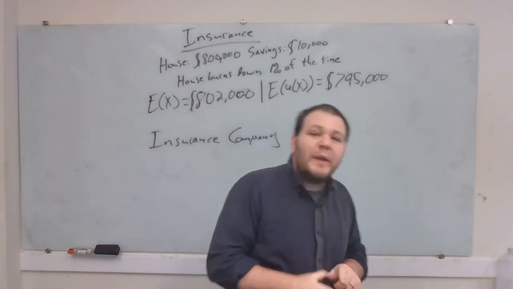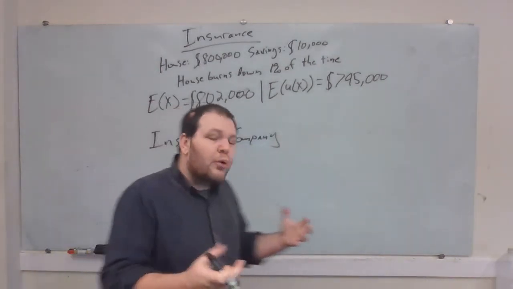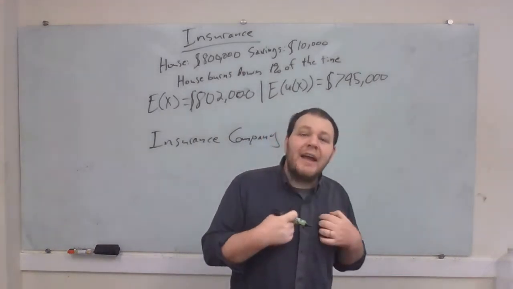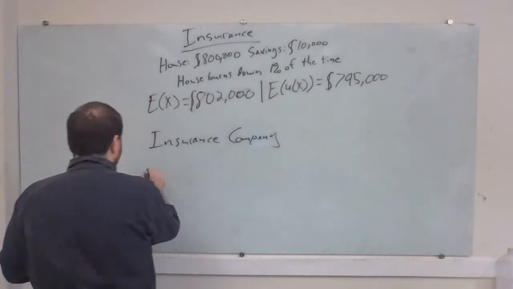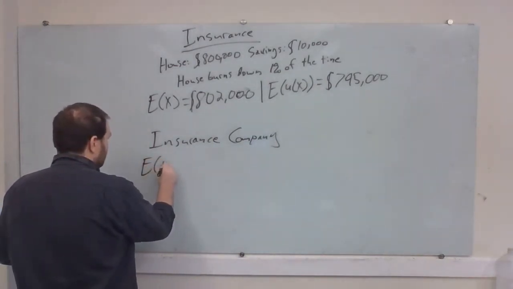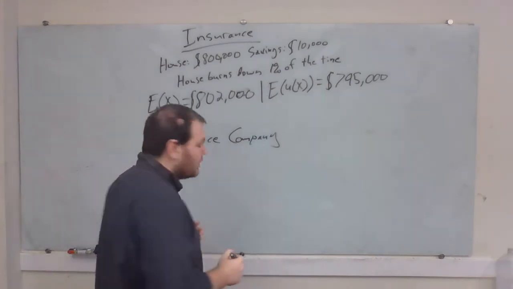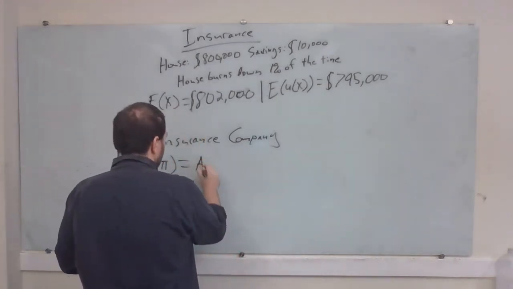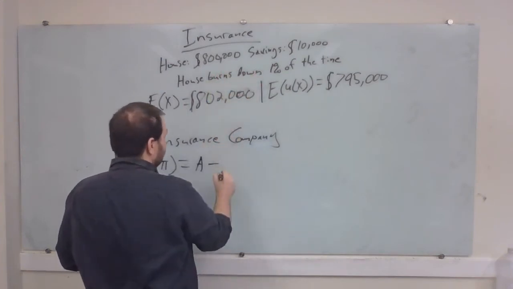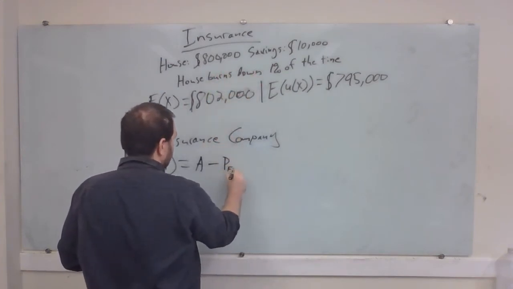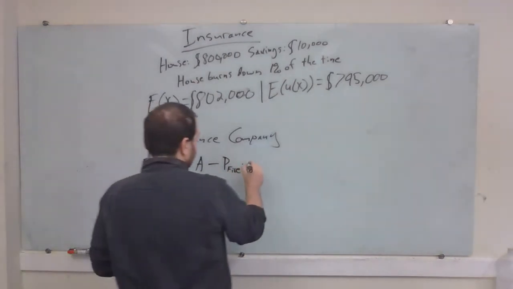So that means they'd be willing to make me any sort of an offer where on average, the premium they get from me is higher than the amount that they pay out to me. So their profit is going to be their premium, which I'll call A, minus the probability of a payout times the amount that they're insuring.